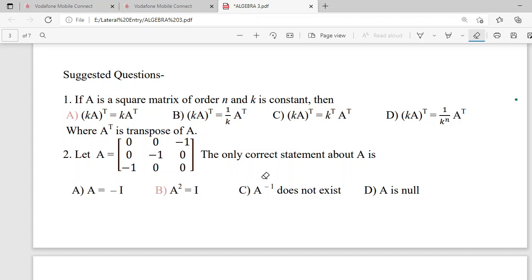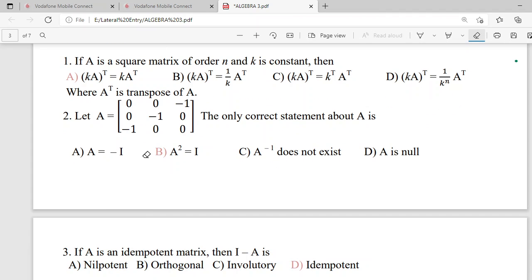The only correct statement about A is A square. You have to compute the value. It's very simple. So you multiply this, the multiplication of the matrix. I think you have got the familiar multiplication of A. So you try to multiply this.